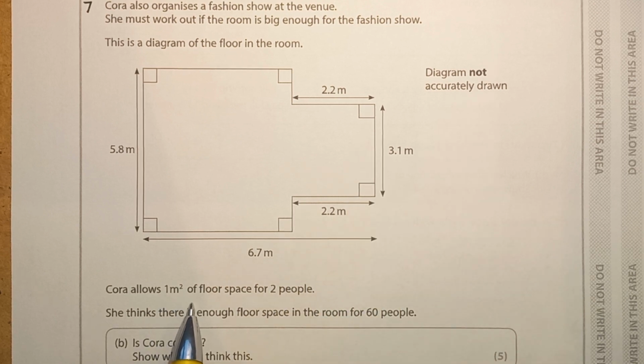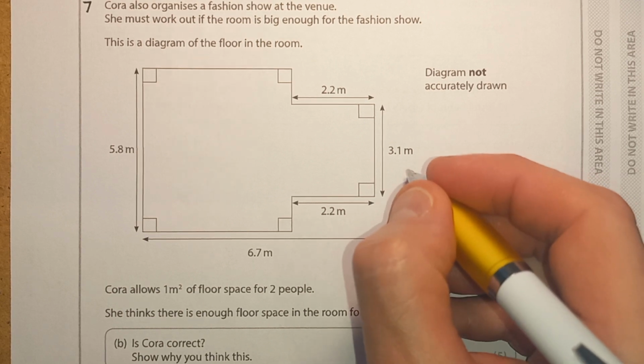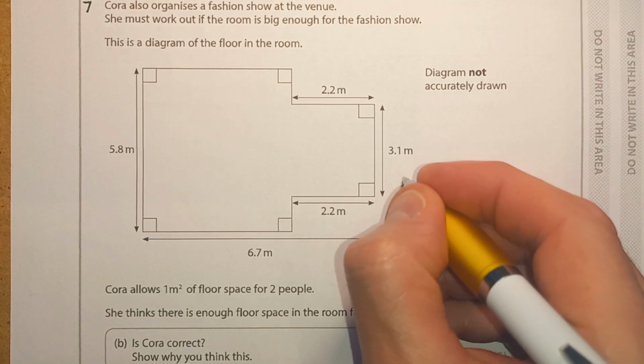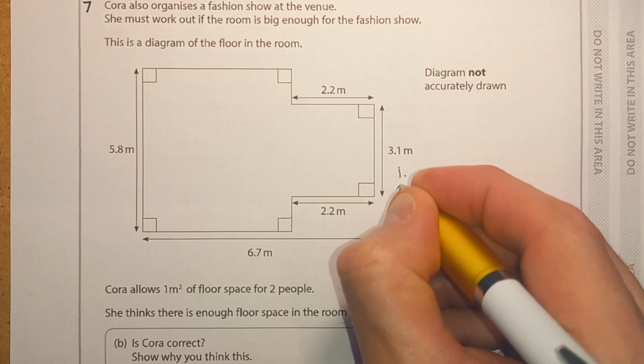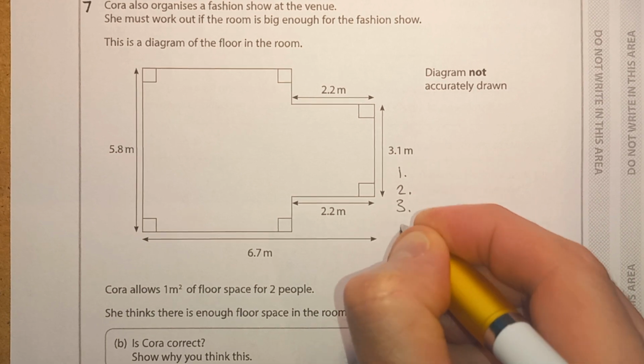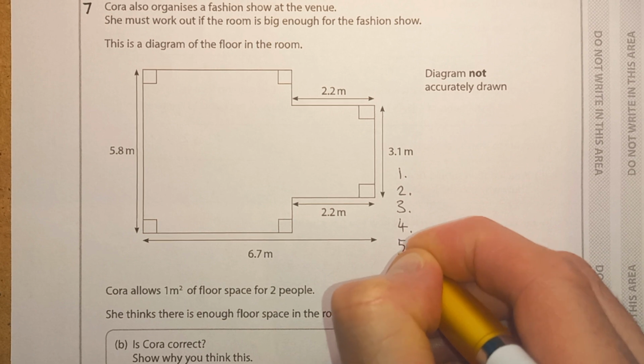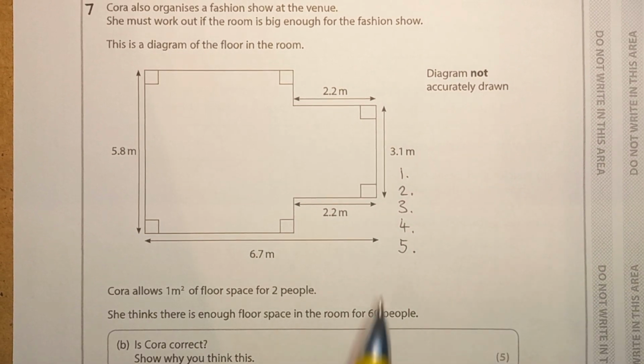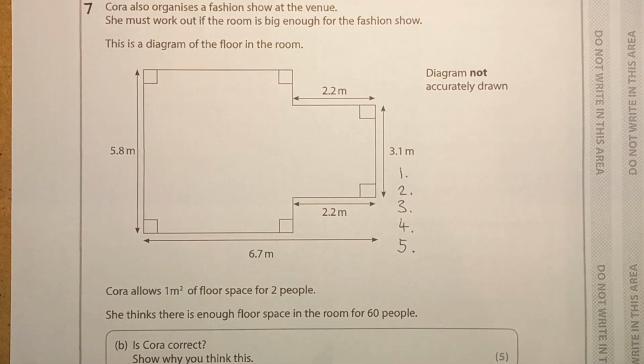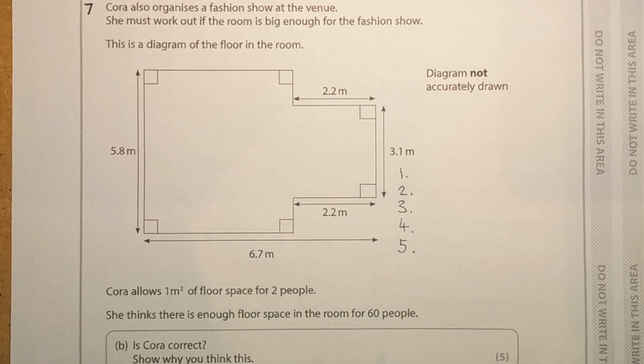Cora allows 1 metre squared of floor space for 2 people. She thinks there is enough floor space in the room for 60 people. Is Cora correct? Show why you think this. We'll get another 5-mark question, so that's going to be another 5 steps. So 1, 2, 3, 4, 5. Hopefully this is starting to feel natural to you, working out how many steps and how much work you're going to need to do for each question.